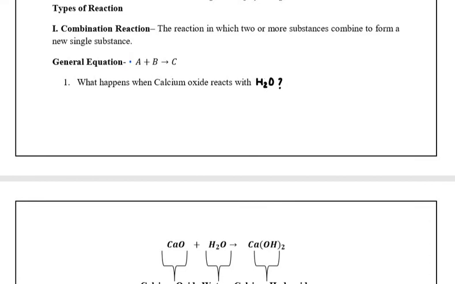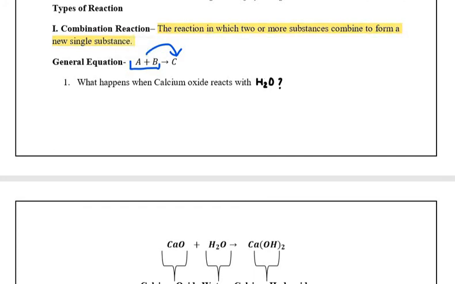Now combination reaction. From the term itself we can make up our mind. Combination means that there are two substances, or there could be three substances. They will react together to form a new single substance. So on the left hand side you could have two or more substances and you will get a single substance only. So the definition says the reaction in which two or more substances combine to form a new single substance is known as combination reaction.